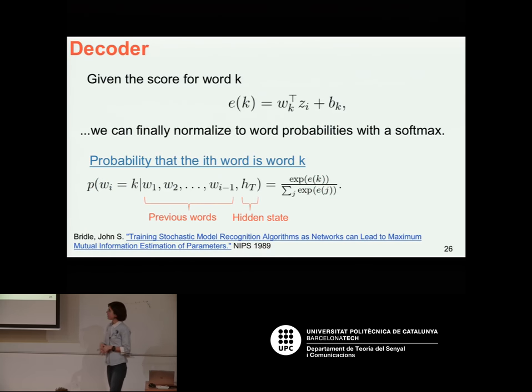Then this score is transformed again with a softmax into a probability. So we can finally normalize the word probabilities with a softmax. Here, the bigger our vocabulary, the more expensive is this part, of course, because we have more words to normalize. This sum is bigger. And this softmax is one of the computational restrictions of this neural machine translation system.